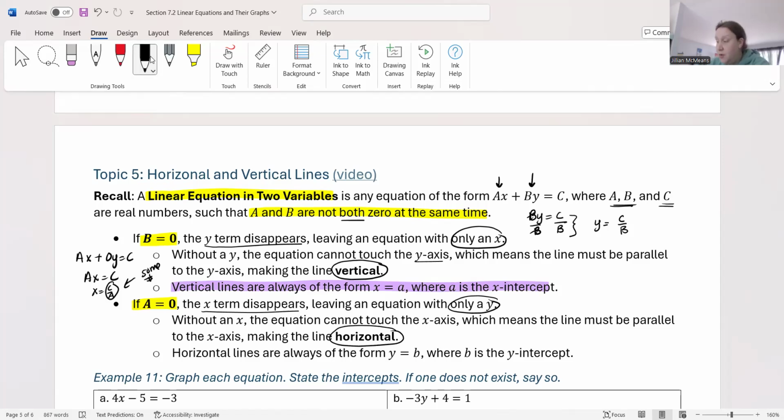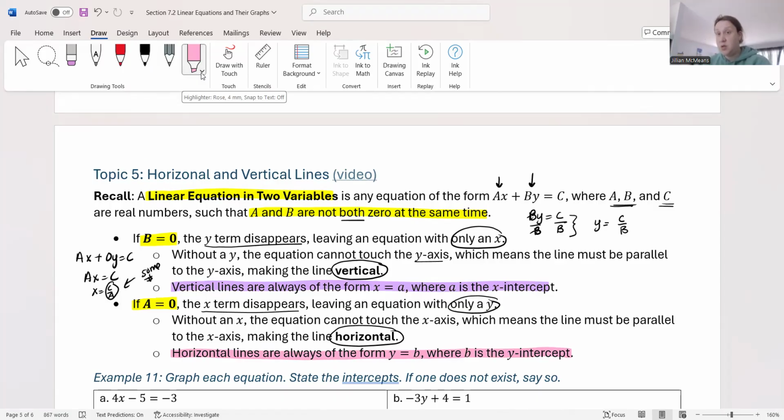So if a is 0, the x term disappears, leaving an equation with just a y, which means we have to touch the y-axis, but we cannot touch the x-axis. The only way for that to happen is if we're a horizontal line. What's really important here is that horizontal lines are always of the form y equals b, where b is the y-intercept. So if one of those two real numbers, a or b, is 0, you're either going to get a horizontal or a vertical line.